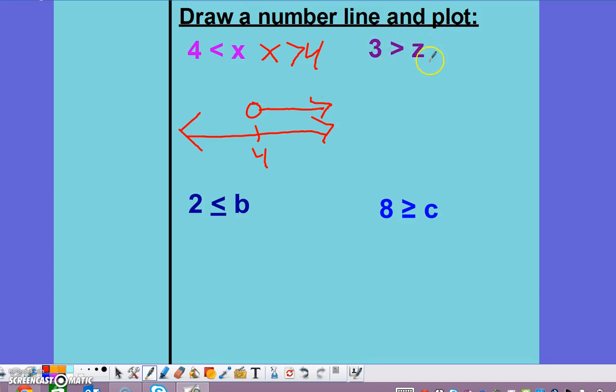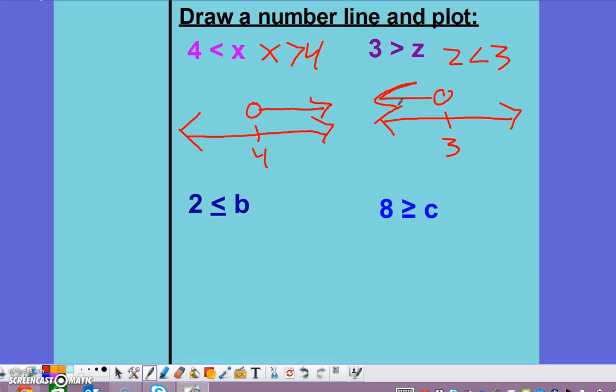3 is greater than z, which means z is less than 3. So that's how I'm going to write it. This will be an open circle because we are not including the 3. Z is less than 3. Draw it to the left.